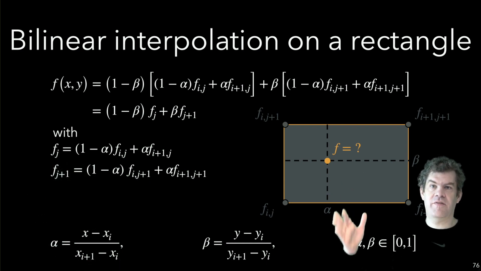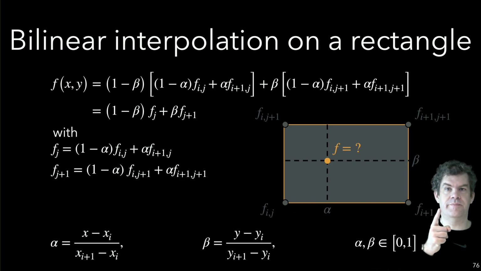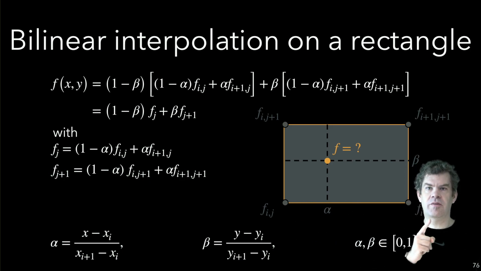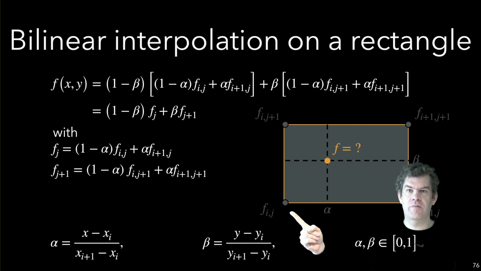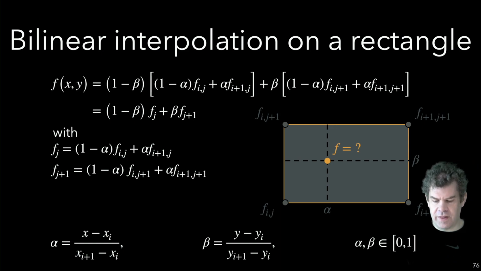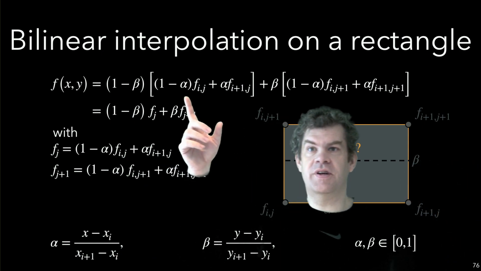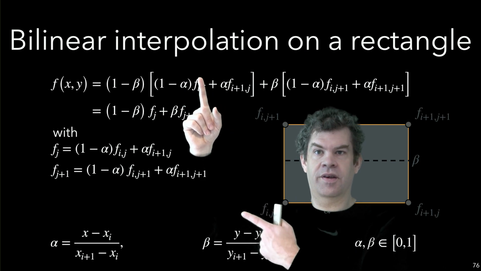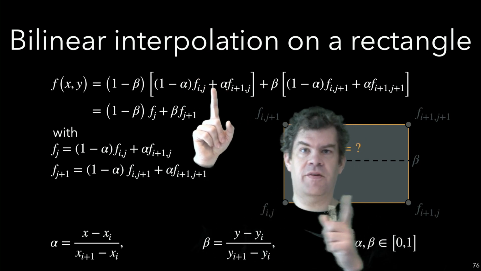Now using this alpha and beta, how can I do this thing here at the front? So I take Fij, which is this function value here, times 1 minus alpha plus Fi plus 1j times alpha. Okay, so this is just linear interpolation. We've had this before. This is here: 1 minus alpha times this one plus alpha times this one.